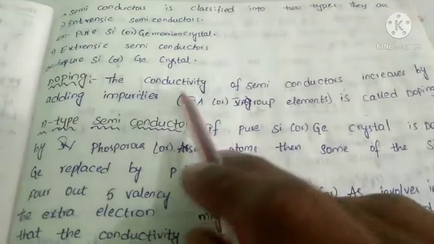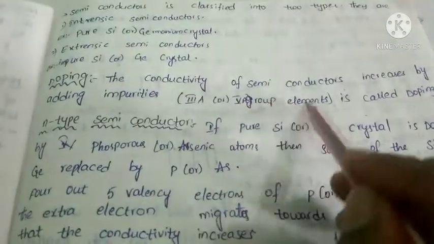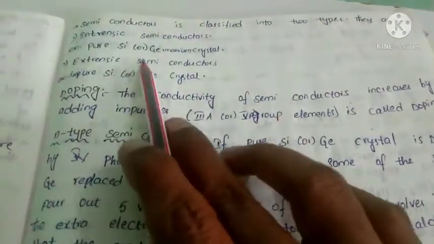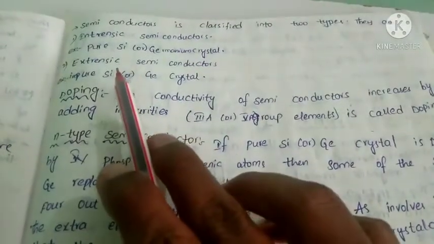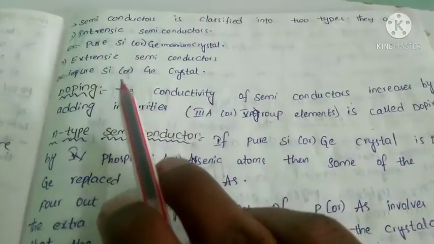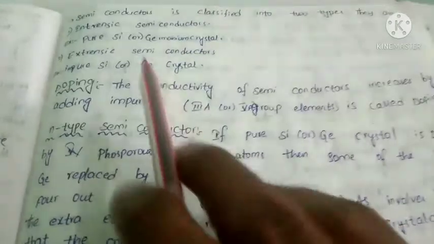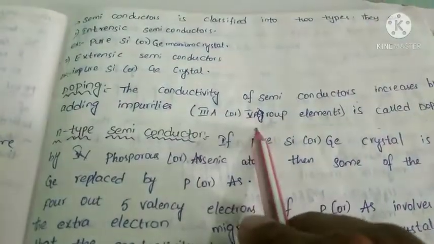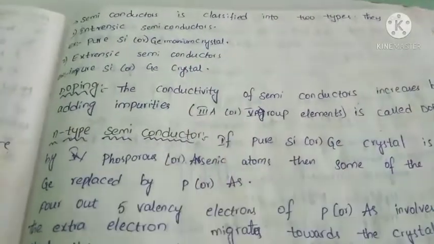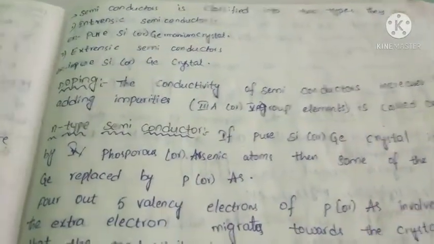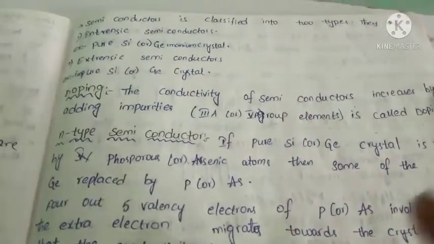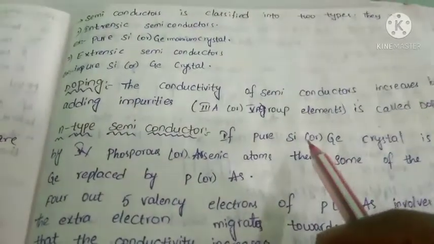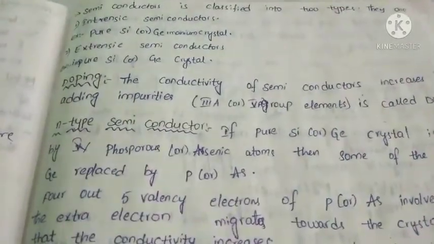Generally we add 3A group elements or 5A group elements to silicon and germanium. Silicon and germanium come under which group? 4th group. That means to the 4th group elements we add 3A and 5A group elements. Then only those 4th group elements exhibit conductivity. How do they exhibit conductivity when we add these elements? Now we will have to discuss those points.